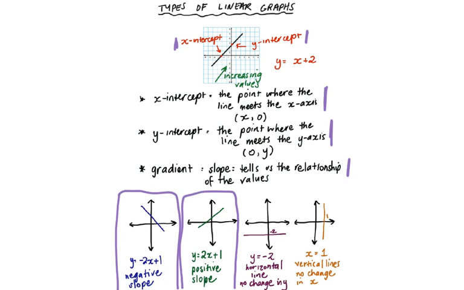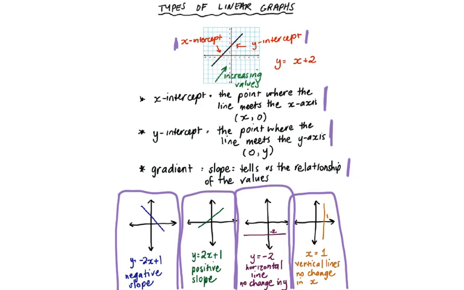A different linear graph, seen as a horizontal line, has no changes in the values of y, and that is written as y equals negative 2. And the last type of graph that we can see here is a vertical line, and this is where there are no changes in the x values, and this is written as x equals 1.